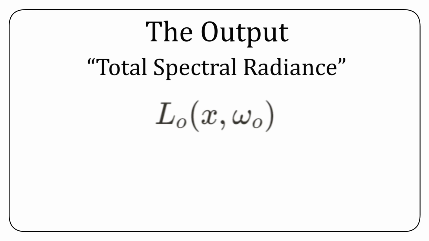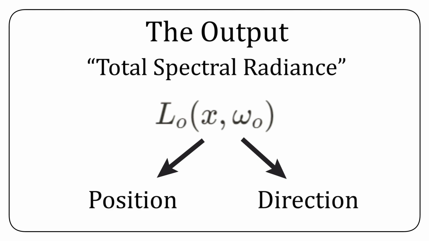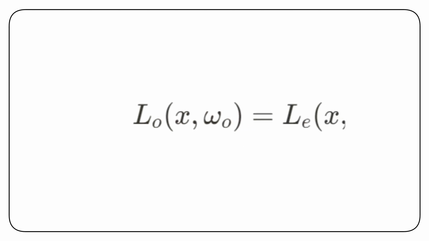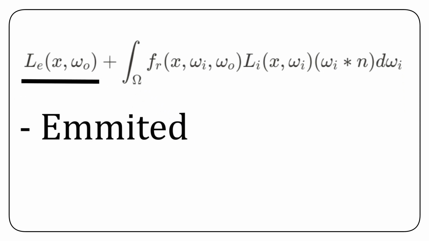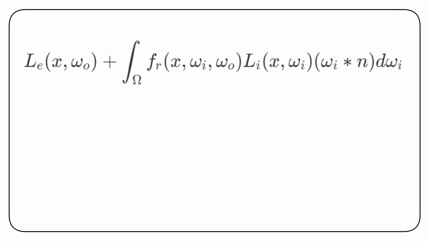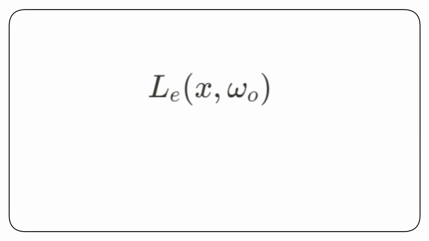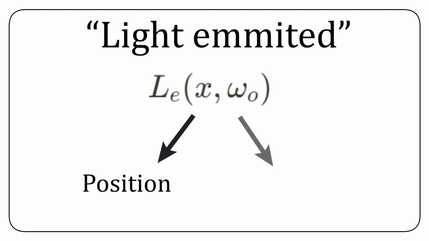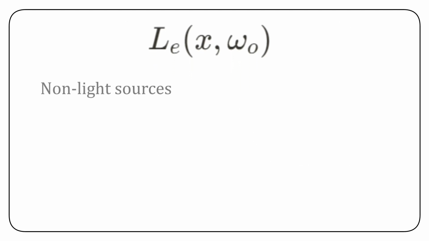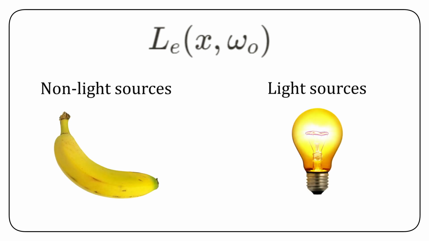Within this part of the equation, the variable x represents a location in space, and omega O is the final outgoing direction of light. Now, to calculate what light we will see, we have to look at the light emitted and the light reflected from the scene. Starting with L of E, this function represents the light emitted from point x. Omega O represents the direction of the emitted light. For non-light sources, this value will be 0, and for light sources, it will be a value above 0.